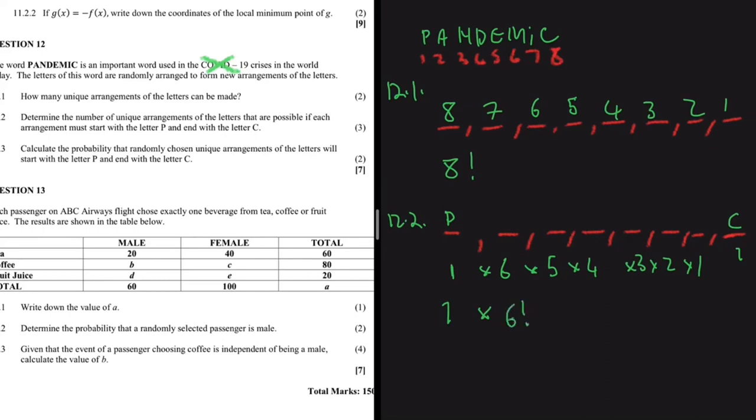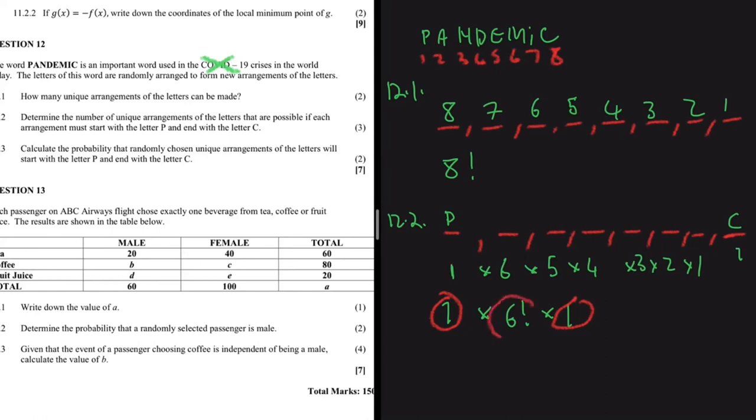And then the last letter is C. We only have 1 C. So that will be 1. So 12.2, we have 1 multiplied by 6 factorial multiplied by 1. Right? This one is because the first letter has to be P and we only have 1 P. And then this one, the last letter has to be C and we only have 1 C. And then the letters in the middle, we have 6 letters remaining and 6 positions.